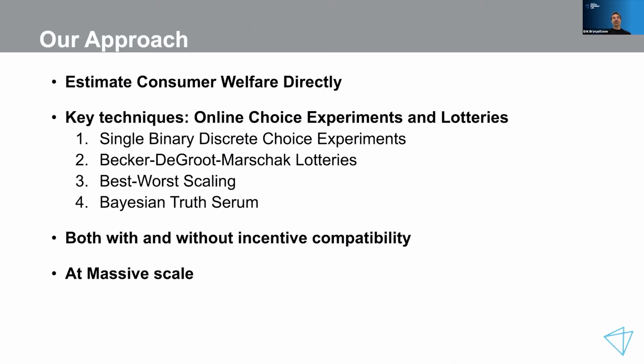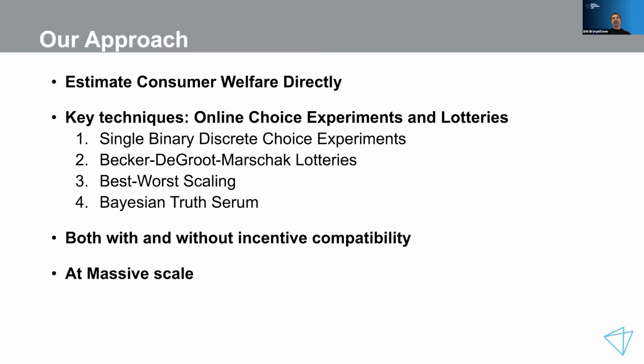We use a series of different kinds of experiments, online experiments. The main one that I'll be relying on is single binary discrete choice experiments. It's just a fancy way of saying, we give you 2 options and you have to choose between them. There's also something that's meant to be more incentive compatible called Becker-DeGroot-Marschak lotteries or BDM lotteries. Best-worst scaling is something from the marketing literature. And we've just started using Bayesian truth serum that also seems to have some pretty good results that tries to get people to be more honest than they otherwise would be.